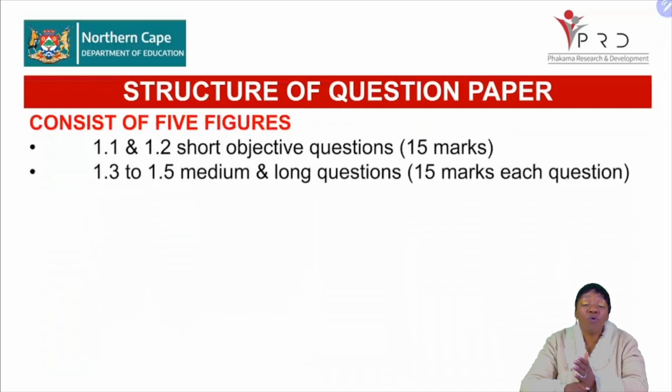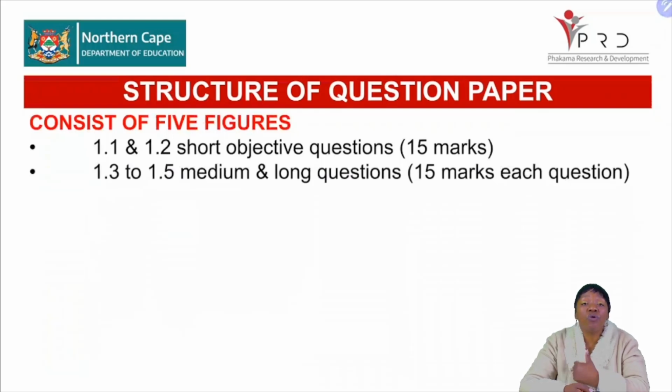Then again, in your question 2, figure 2.1 as well as 2.2, as they are combined, they will give you 15 marks. And then after that, your 2.3, 2.4, 2.5 will give you 15 marks each. Then you will have a total of 60 marks.